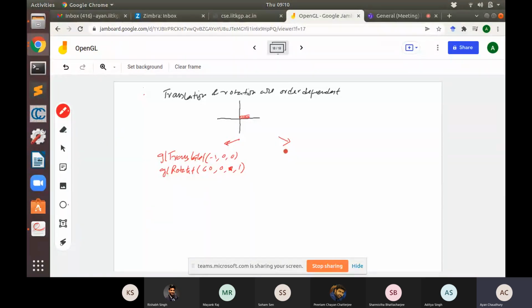So glRotatef with 0 0 1, let's consider that it's in a 2D case or whatever, and then glTranslatef with the same -1 0 0. So in this case, what happens after you translate this? This is pretty simple. Basically, it translates by -1 amount along the x-axis. Let's draw the coordinate axis and then we'll see what happens.